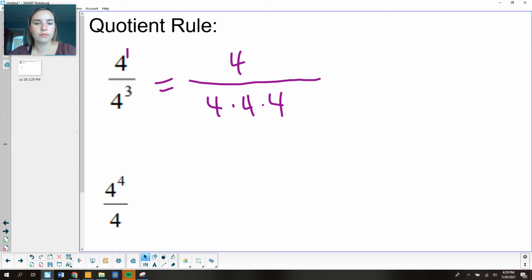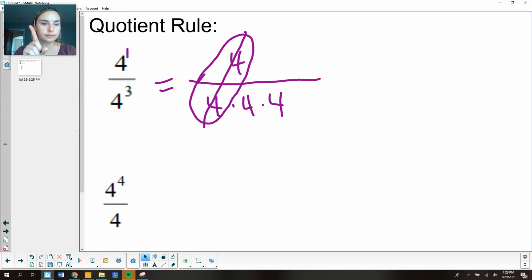So we've got 4 divided by 4 times 4 times 4. Remember, when anything is divided by itself, it cancels out. So if we look at a pair like this, 4 divided by 4, that would essentially cancel out and just give us 1. So we're left with nothing really on the top. The only thing that's left on top is 1. And on the bottom, we've got 4 times 4, which we can rewrite as 4 to the second power.